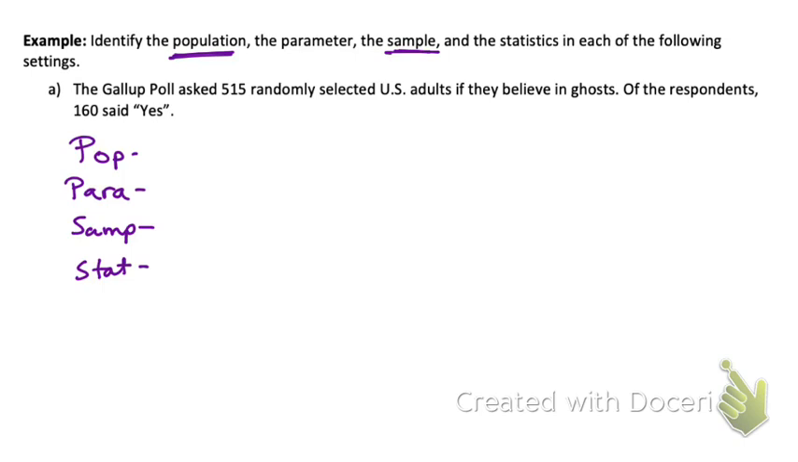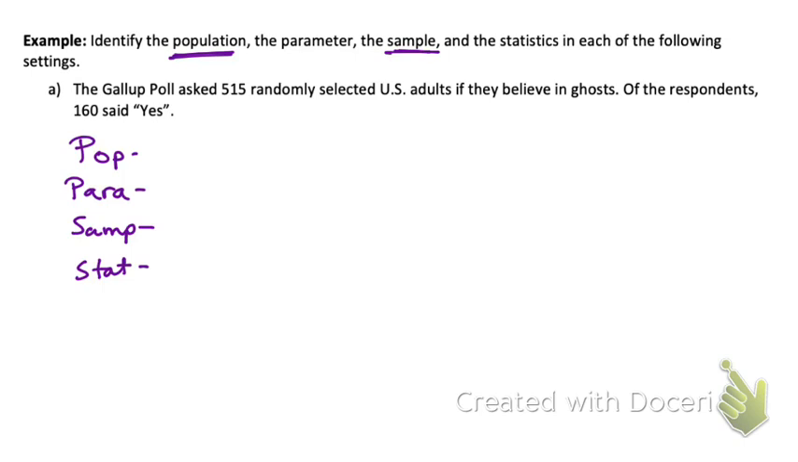The Gallup poll asked 515 randomly selected U.S. adults if they believe in ghosts. Of the respondents, 160 said yes. The first thing you need to ask yourself is, does this look like a problem that has to do with means, proportions, or standard deviations? Proportions. Why? Because it's a part of a whole. Very good. So this whole problem is going to be about proportions, okay?